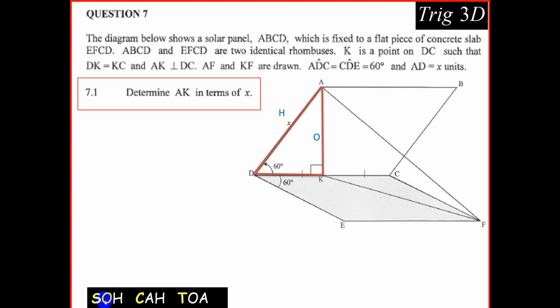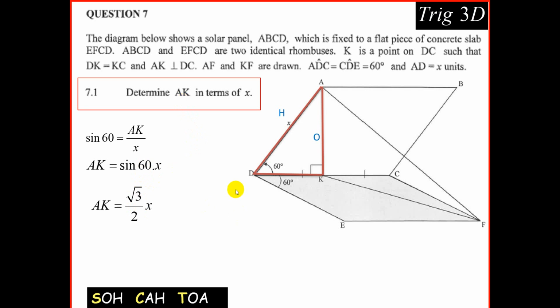Now sine 60 dictates opposite, which is AK, over hypotenuse, which is X. We can put sine 60 over 1 and cross multiply. We'll get AK times 1 is AK, sine 60 times X. Remember, you can find sine 60 with your calculator, which is root 3 over 2. So we've solved 7.1, which says find AK in terms of X.